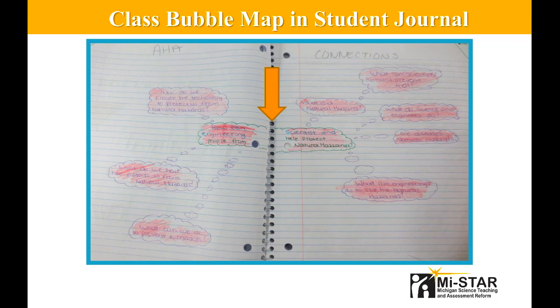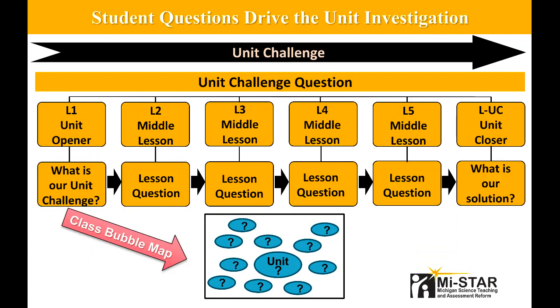These steps help students to think more deeply about the questions, which makes it more likely that they will keep them in mind throughout the unit. The initial classroom unit bubble map developed during the unit opener lesson provides a roadmap for the class as they move forward through the middle lessons of the unit.